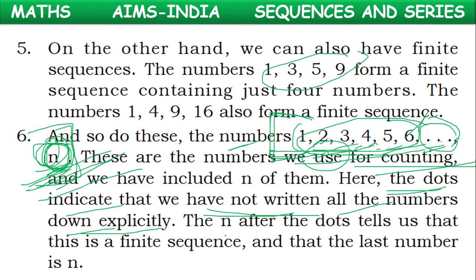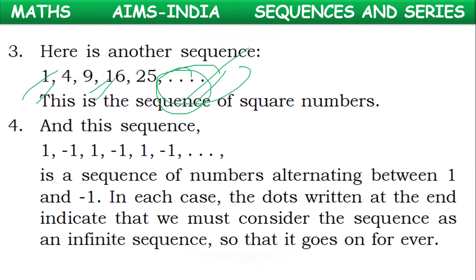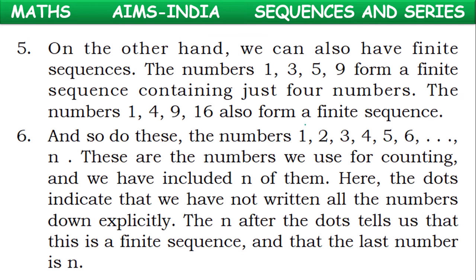So if we have n after the dots, then it is a finite sequence, and the last number will be n. After the dots, if there is no end element, then it is an infinite sequence. But if there are no dots, it is a finite sequence. And if there are dots and there is an end element, that is also a finite sequence.